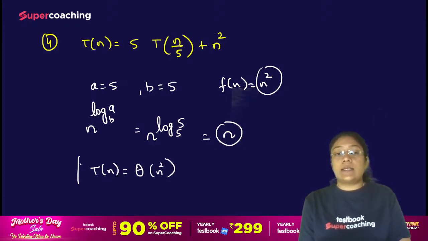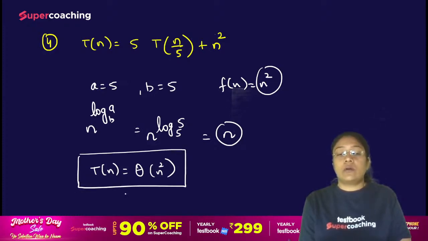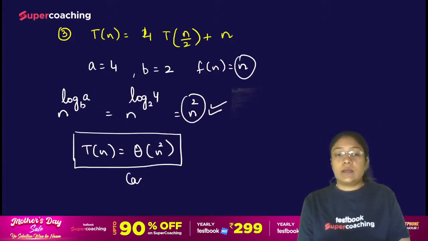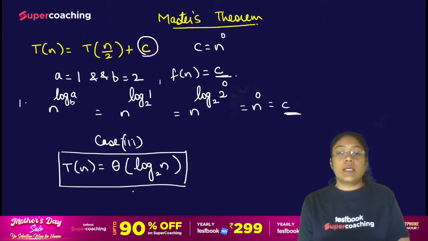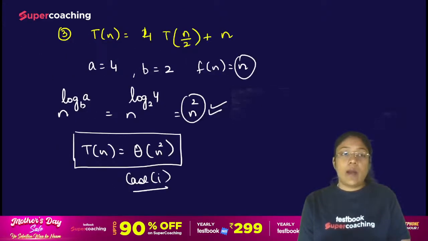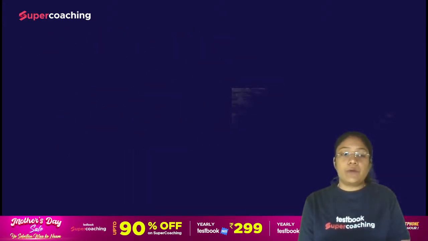This is an example of case 2. On the previous one, I had applied case 1. Before this also, we had applied case 1. This was an example of case 3. Is this clear? One last question, fifth recurrence relation.